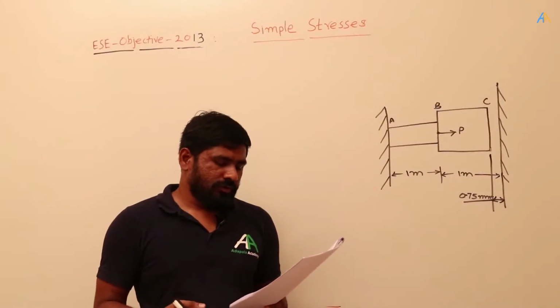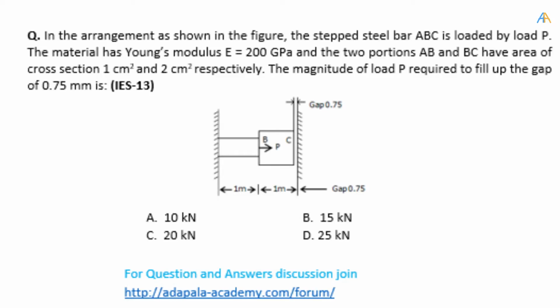Next question, asked in 2013. In the arrangement shown in the figure, the stepped steel bar ABC is loaded by load P. The material has a Young's modulus E equal to 200 gigapascal, and the two portions AB and BC have area of cross section 1 centimeter square and 2 centimeter square respectively. The magnitude of the load P required to fill the gap of 0.75 mm is.